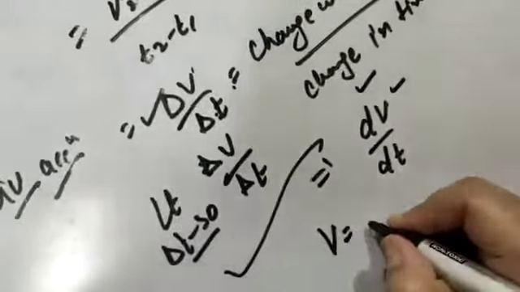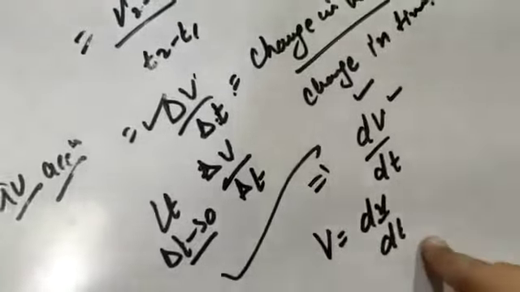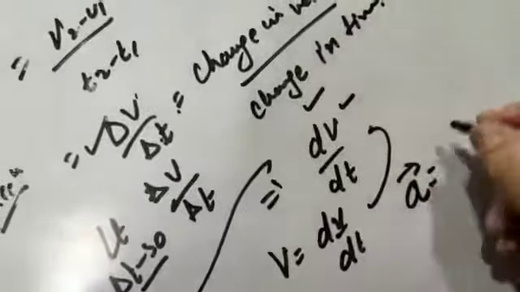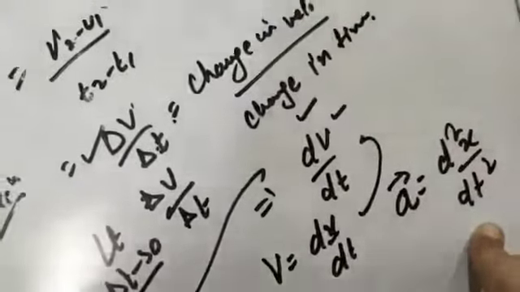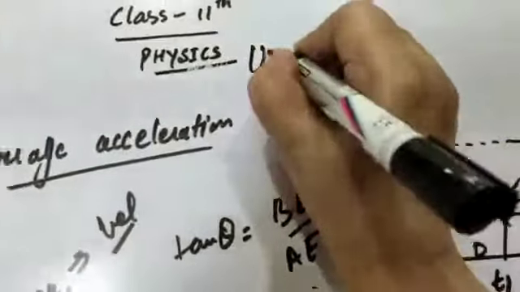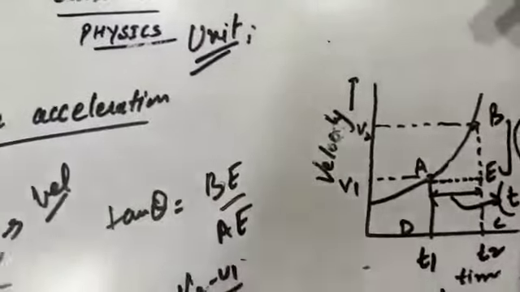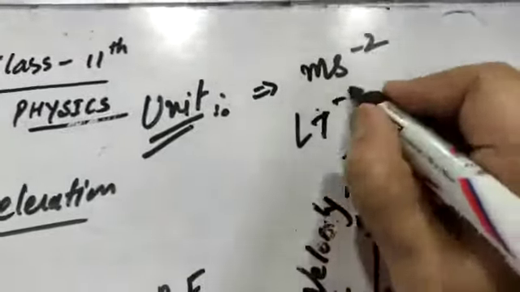Again, if we put v equal to dx by dt, dx means change in the position with respect to time. Putting this here, we get acceleration is equal to d2x by dt square, that is the second derivative of the position. Now if we talk about the unit, we are well aware of the units of acceleration, as we have already done in dimension formulas also. Acceleration is given by meter per second square, and the dimension formula we can write here is LT minus 2.